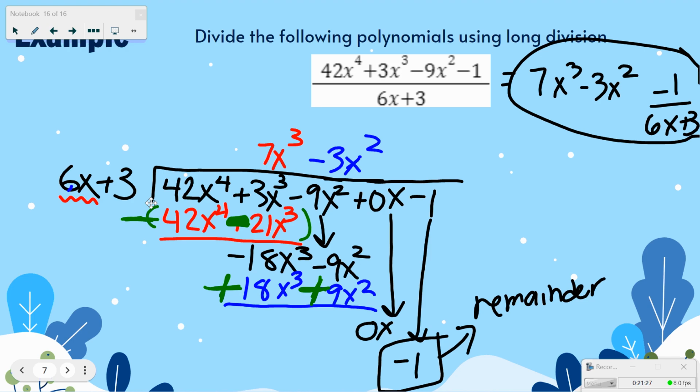Got it? Where did you get the negative 3? So after we subtracted here, we have minus 18x cubed. So we need to think, what times 6x to get me minus 18x cubed? And that was negative 3x squared. Any other questions? All right, let's try one more time.